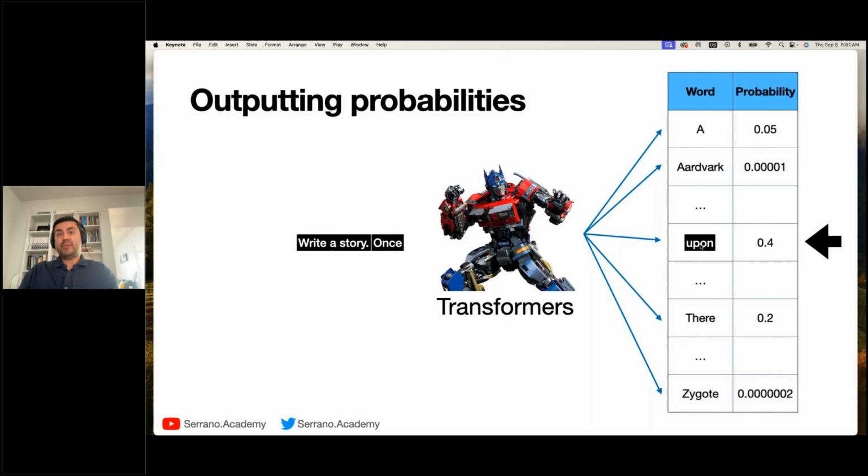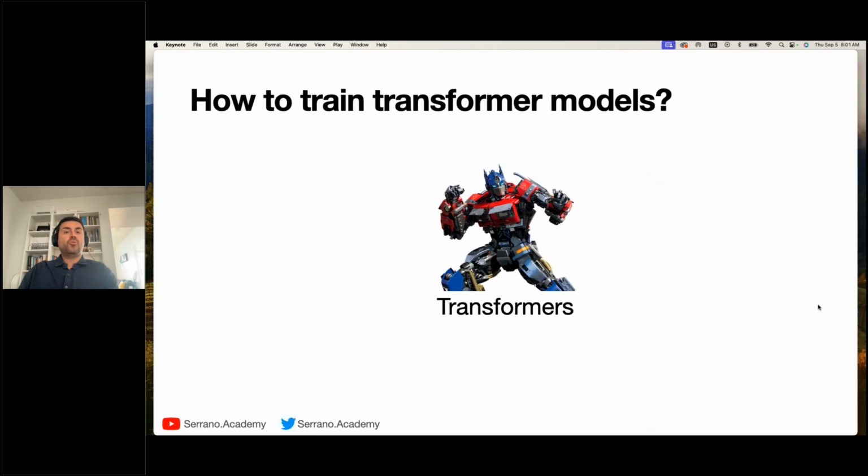And then it picks a step with high probability, which is the next word, which is "upon." So how to train transformer models? Well, it's a humongous neural network with a bunch of boosters on the side, like attention and embeddings and certain things. But imagine a humongous neural network, a humongous machine learning model.